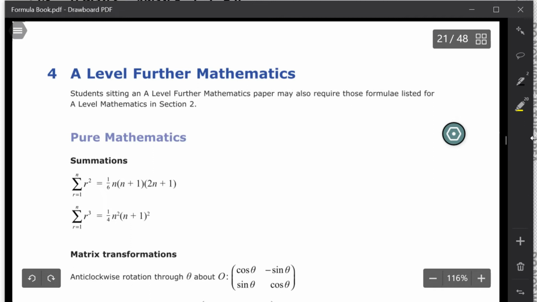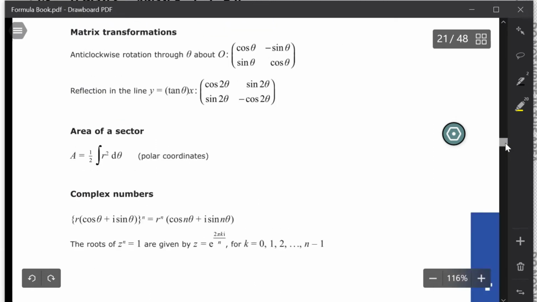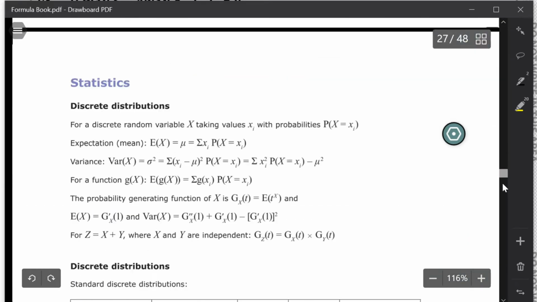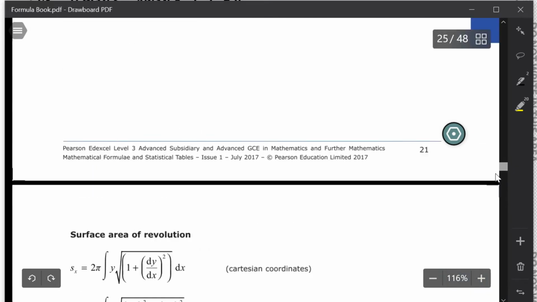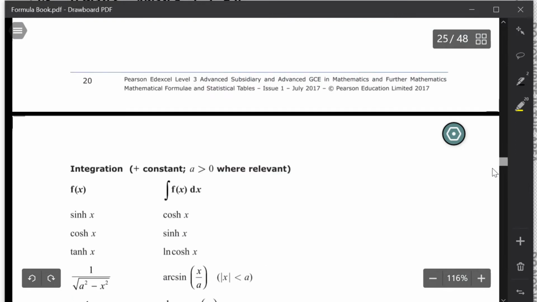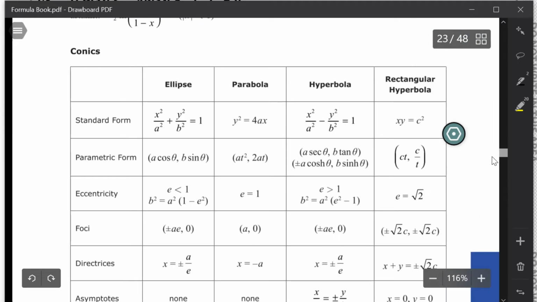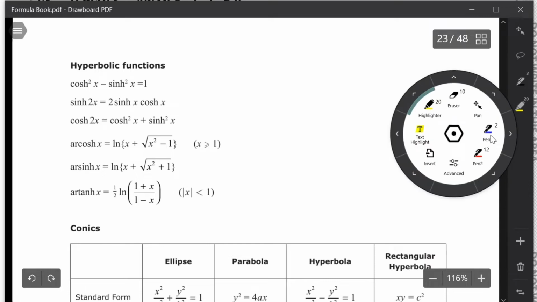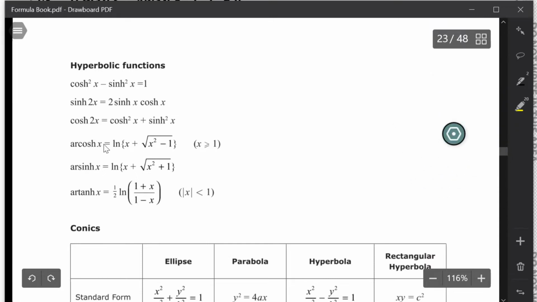and scroll down to the section involving the hyperbolics, the definition for inverse hyperbolic cosine x is shown over here. So we're going to be using this.